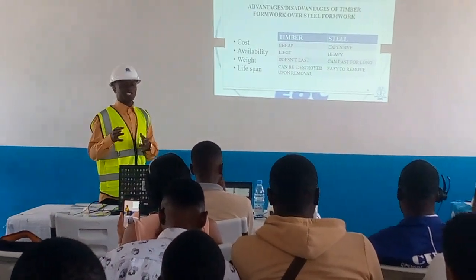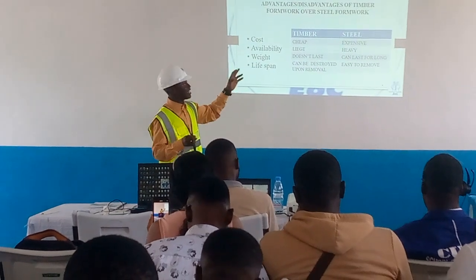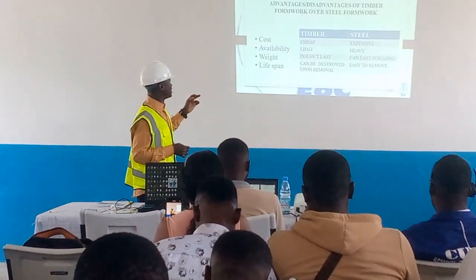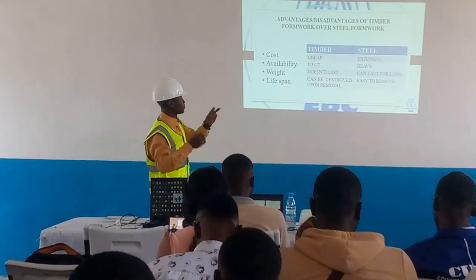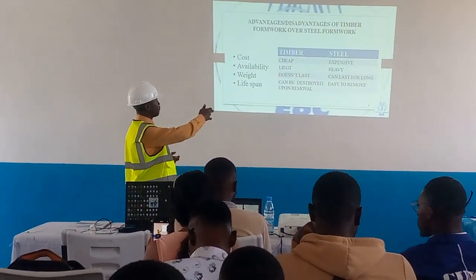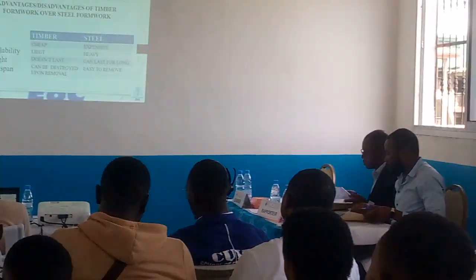The advantages and disadvantages of formwork. Here I specified steel and timber formwork, based on their cost, availability, weight, and lifespan. Timber formwork is cheaper, while steel formwork is expensive. Timber formwork is light in weight, while steel formwork is heavy. Timber formwork doesn't last for long, while steel formwork can last for a long period of time. Timber formwork can be destroyed upon removal, but steel formwork will be removed without any problem because you don't need to untie the bolts.